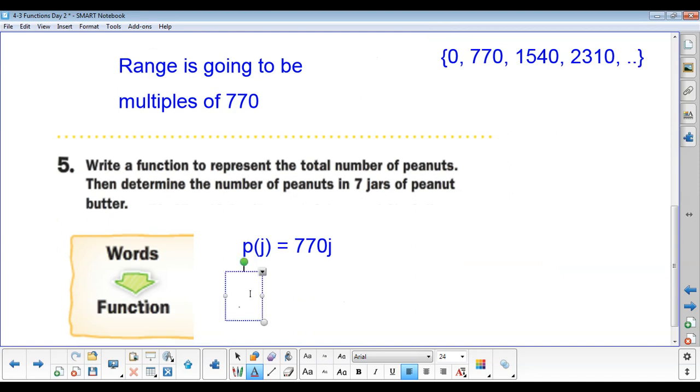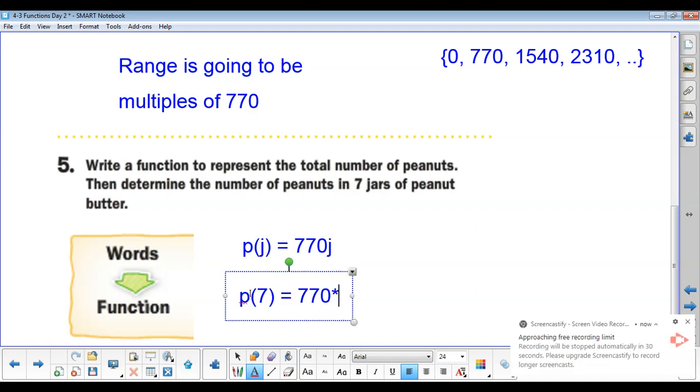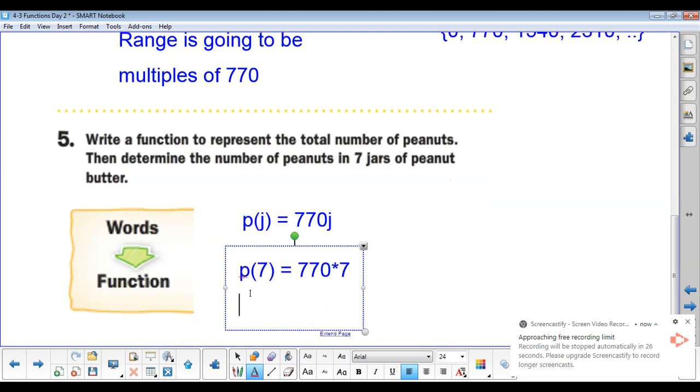So if they want to know how many peanuts there would be for 7 jars of peanut butter, we do 770 times 7, and that gives us a grand total of 5,390. And let me write that in the correct notation for you. There we go.